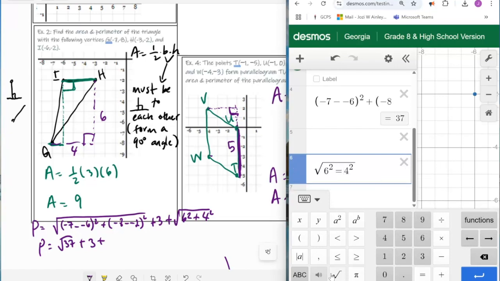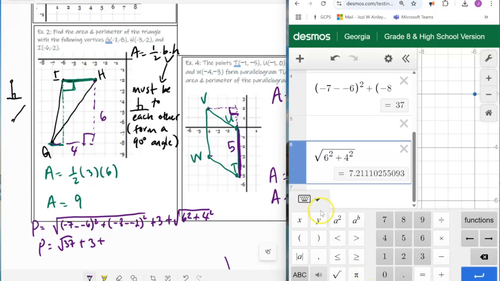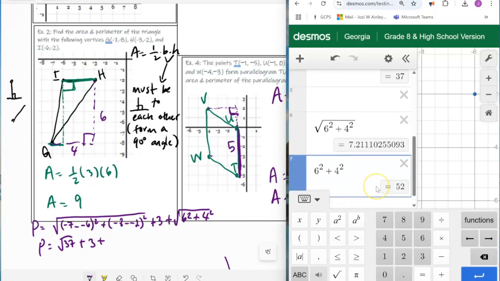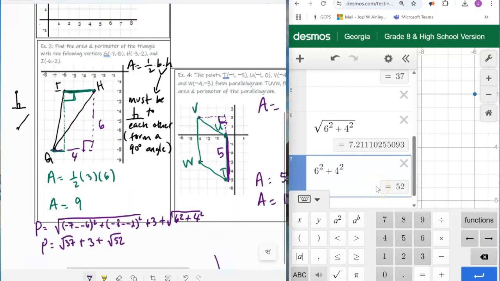Please be careful what you type. All right, which is that. It gives me a decimal. So because again, they didn't tell me to round, I'm going to copy that onto the next line so I can see what it is. So square root of 52. And then now I just have to simplify, because sometimes you can combine it if you can get the radicals to be the same. So we're going to go ahead and simplify this.